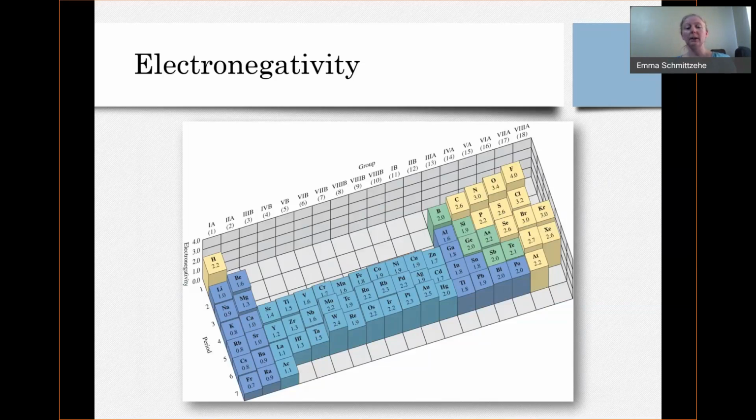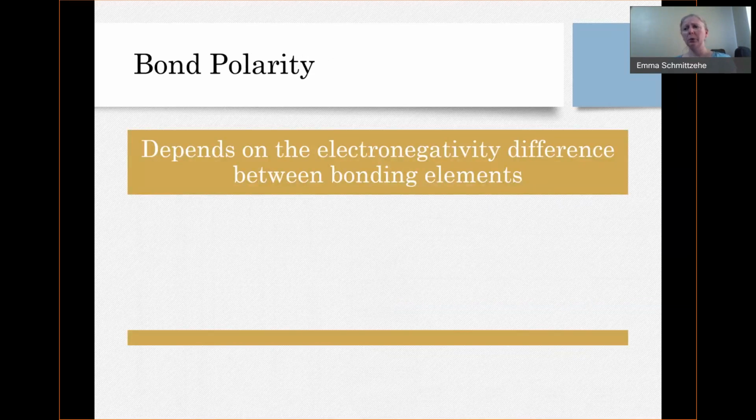So you can look up these values. You can utilize these values to understand what type of bond is being formed between two elements. And so let's talk about that. And so that we would generally refer to as bond polarity.